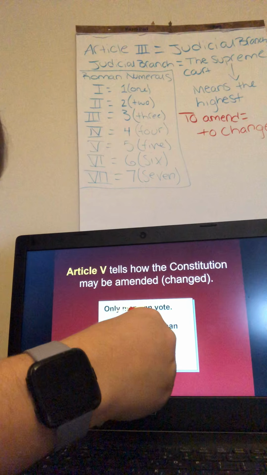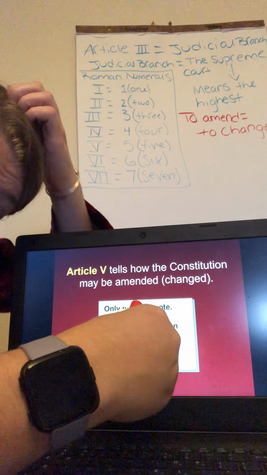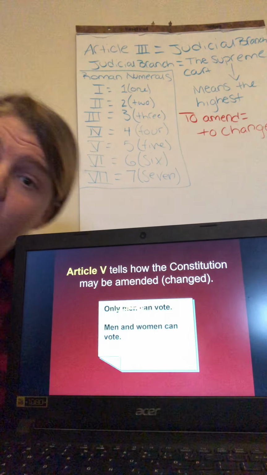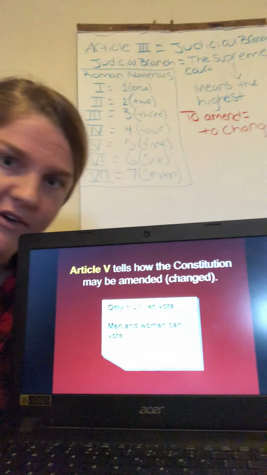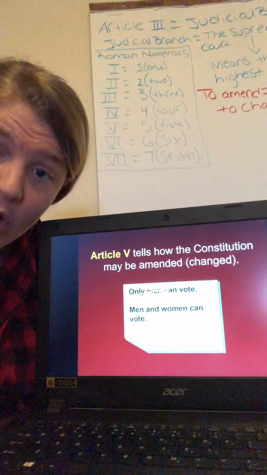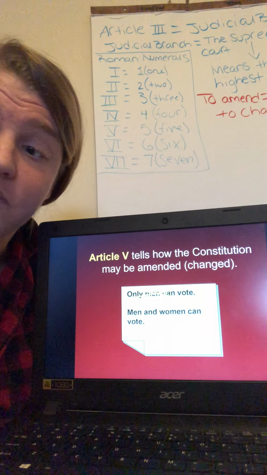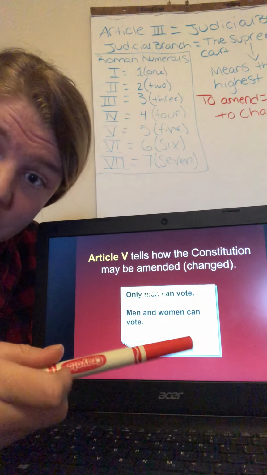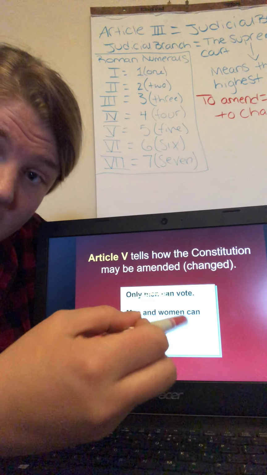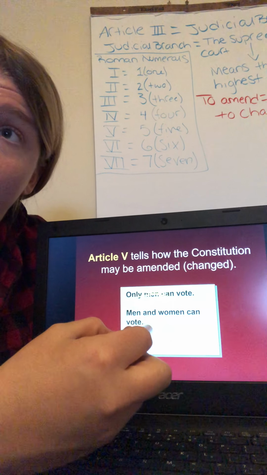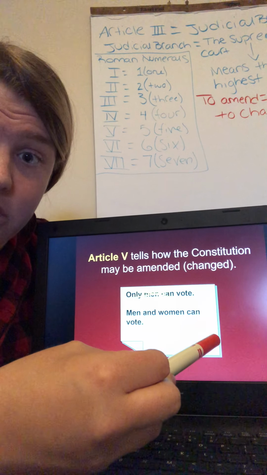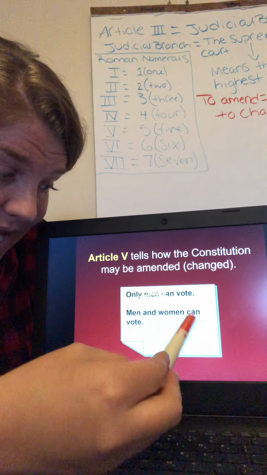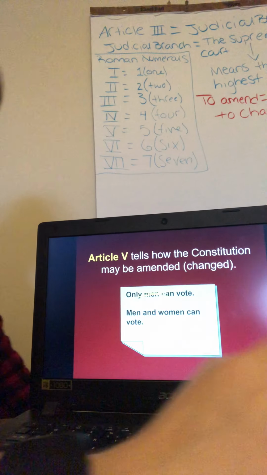So back in the 1800s and early 1900s, only men could vote. All right, so is that fair in a country that's all about fairness and equality? No, so a lot of women fought for the right to vote, and they changed it in the Constitution. So now the Constitution says you cannot tell people that they can't vote based on their gender. So now men and women can vote.